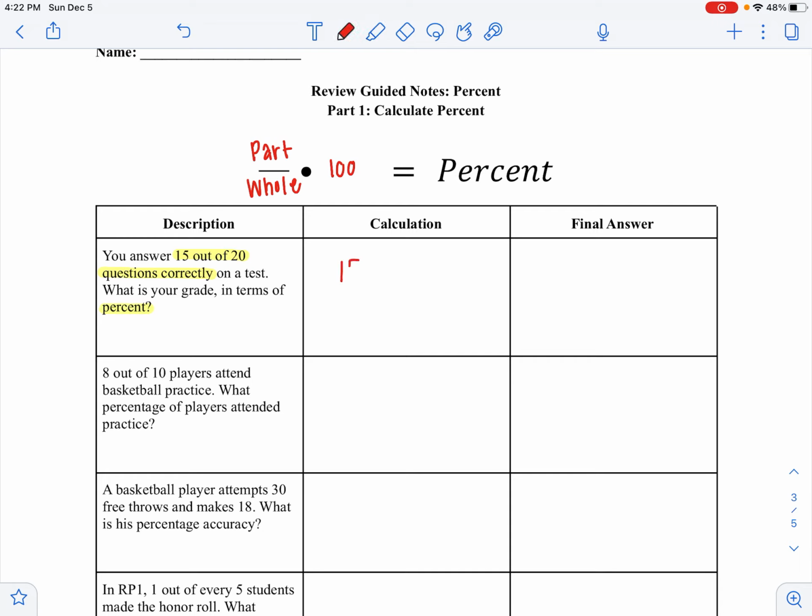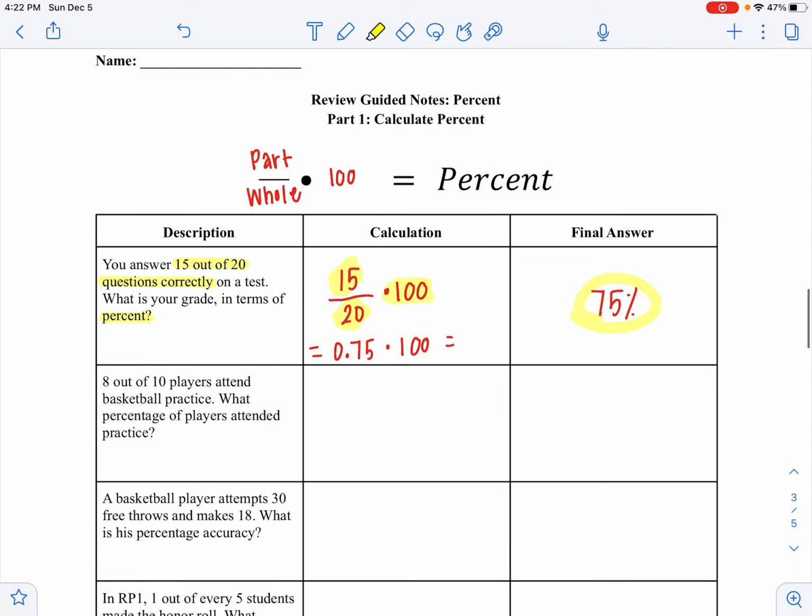Well, I know my part is 15. It's 15 out of 20. I'm going to divide 15 by 20 and then multiply by 100. 15 divided by 20 will give me 0.75. I'll multiply that times 100. And my final answer is 75%. So again, all I did here was the part divided by the whole. I multiplied by 100, and now I have the percent.